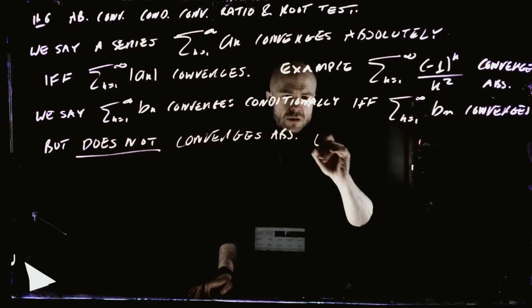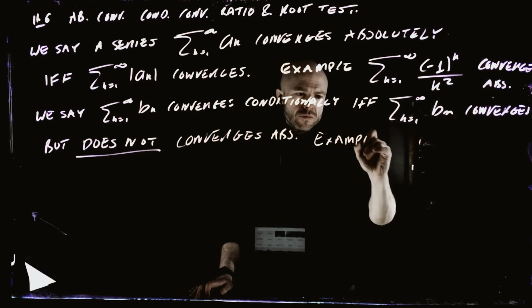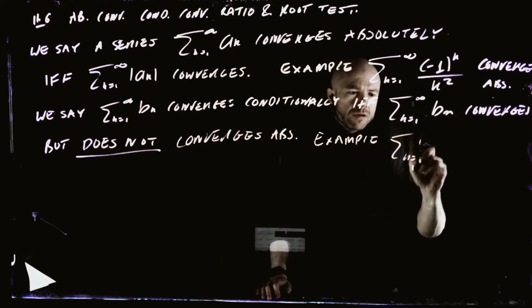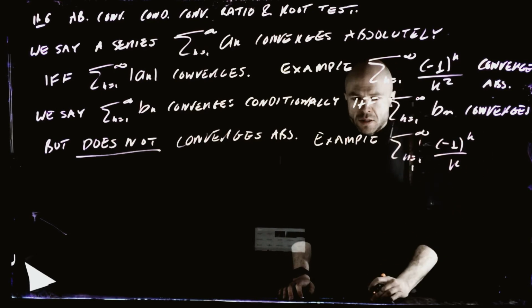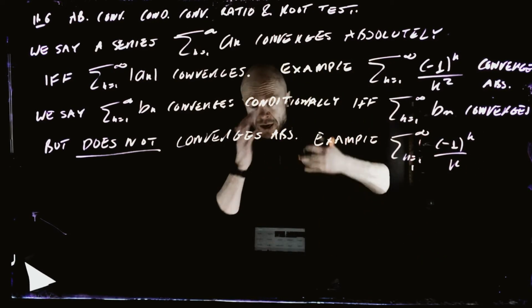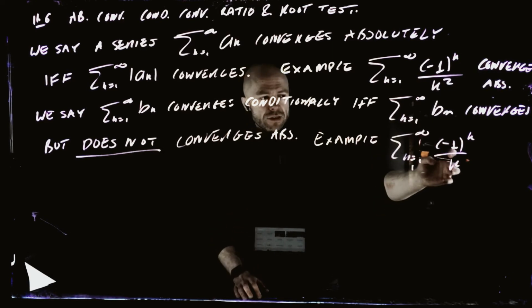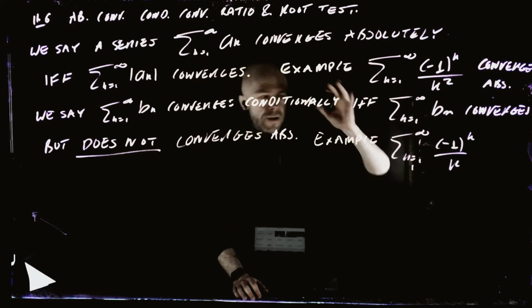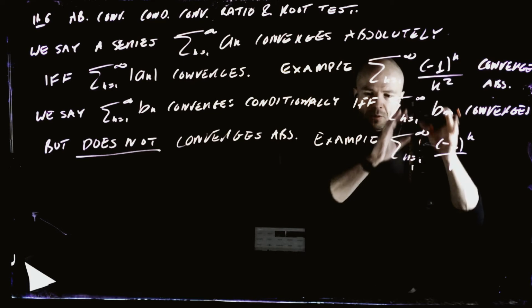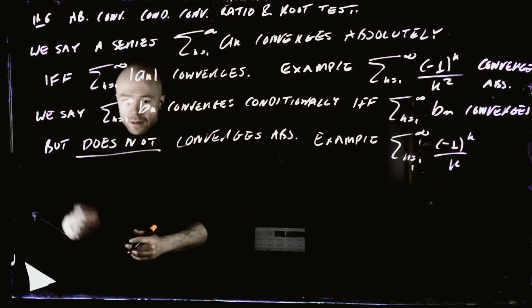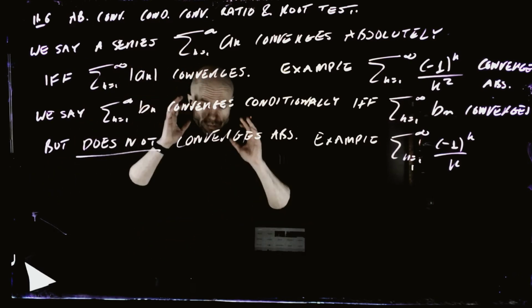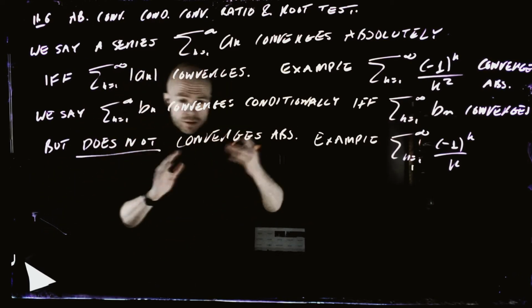So example, the sum from k equals 1 to infinity, minus 1 to the k over k. Again, this thing clearly converges by the alternating series test. These are a decreasing sequence of terms going down to 0. But this definitely does not converge absolutely. When we take the absolute value of this, it's 1 over k. This is the harmonic series that diverges. Cool. So we know that these are not the same concepts.